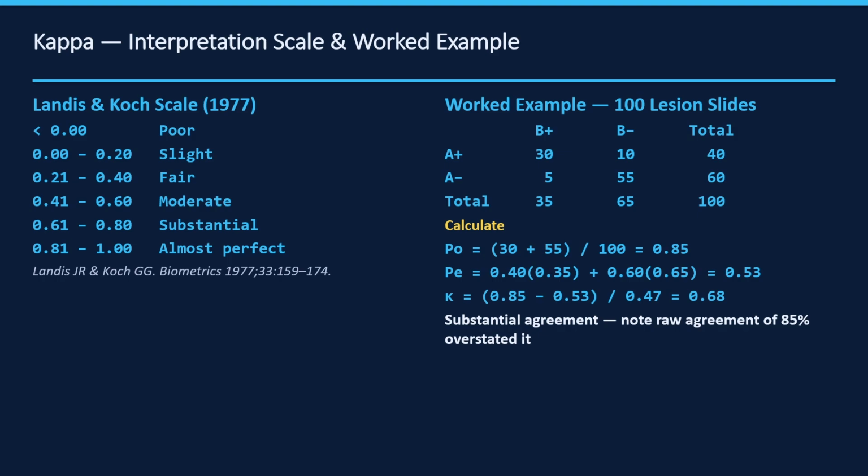Kappa is 0.85 minus 0.53 over 1 minus 0.53. 0.32 over 0.47, about 0.68. That's substantial agreement. Note that raw agreement of 85% sounded great, and kappa knocks it down to 0.68. That gap is the whole point of the statistic.